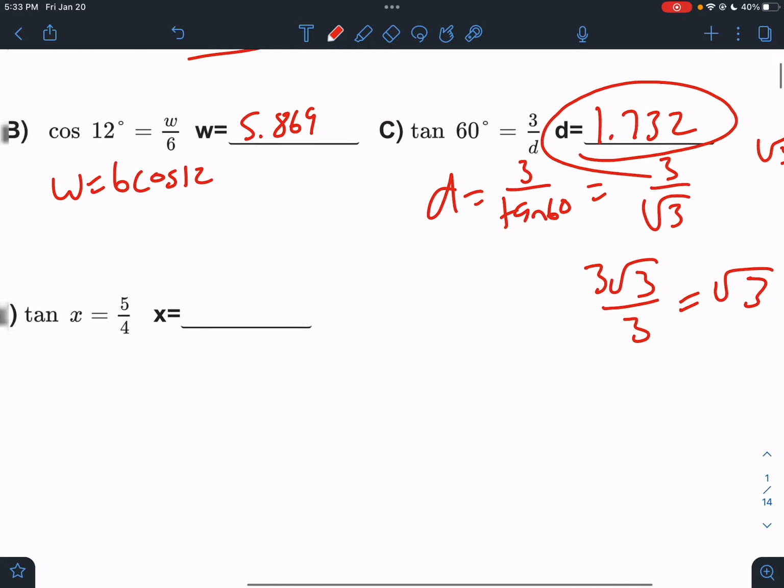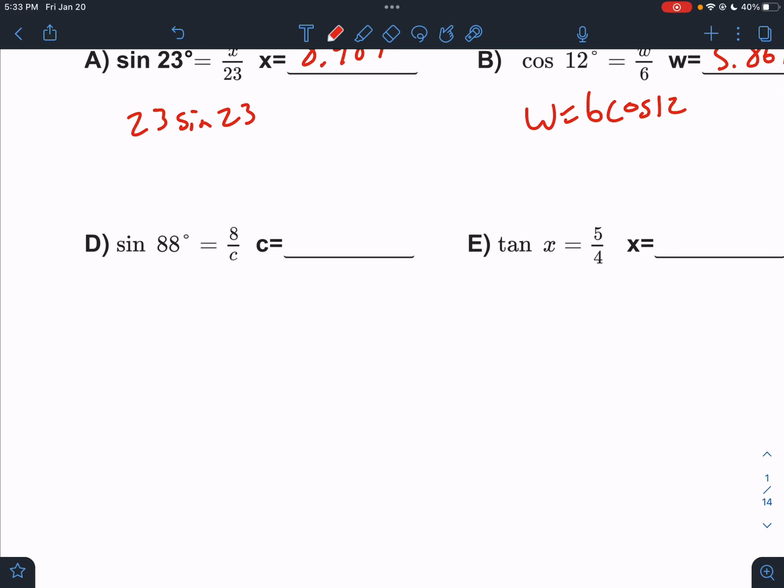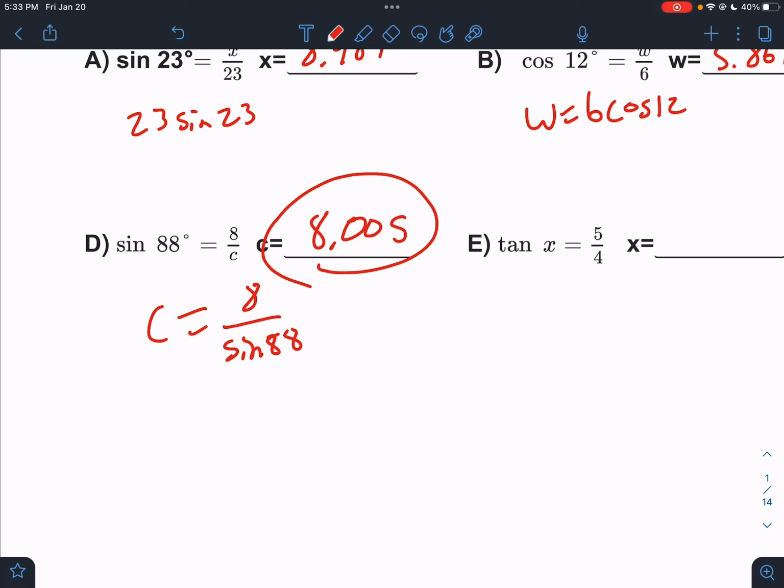Sine 88, C is down low, so C would equal 8 over the sine of 88. 8 over sine 88 is 8.005.